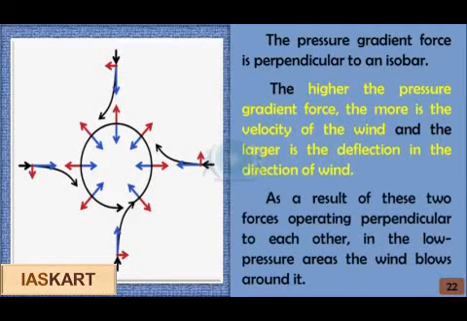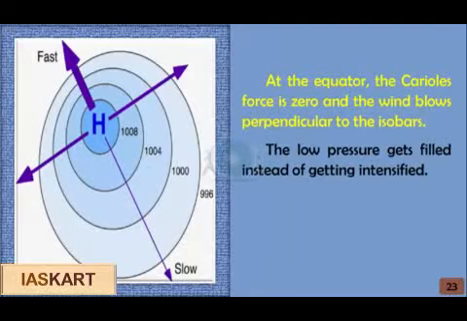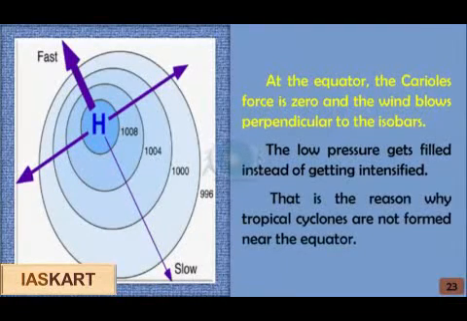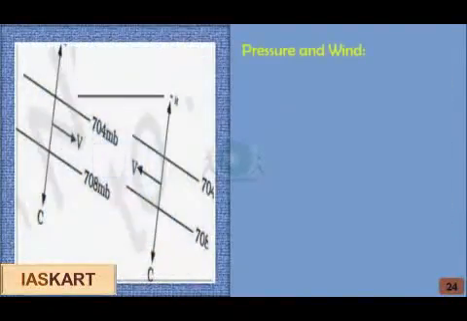As a result of these two forces operating perpendicular to each other, in the low pressure areas the wind blows around it. At the equator, the Coriolis force is zero and the wind blows perpendicular to the isobars. The low pressure gets filled instead of getting intensified. That is why the velocity and direction of the wind are the net result of the wind generating forces.